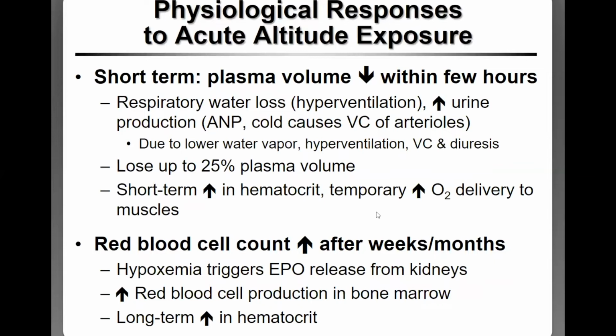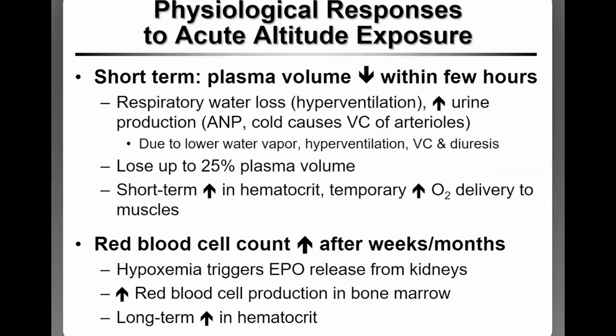So other responses include a drop in plasma volume within a few hours. And this is caused by a few factors. One being since we're at altitude, the air is drier. Since we're hyperventilating, we're losing more insensible water loss through our respiratory tract. Also, as we vasoconstrict because we're cold, the venous return is going to increase to the heart.